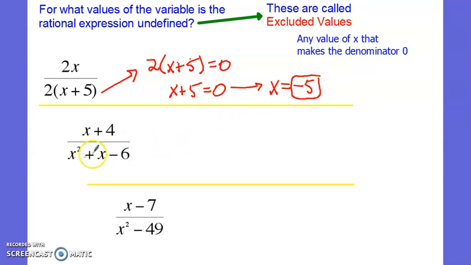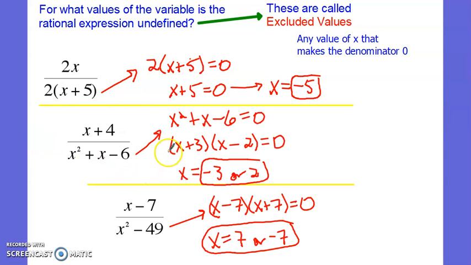Take a second, think about these expressions at the bottom. Now you might recognize x squared plus x minus 6. Again, I'm not worried about x plus 4, but that expression on the bottom is probably something that can be factored. The same thing goes for x squared minus 49. Factor those out and see if you can figure out what the excluded values would be.